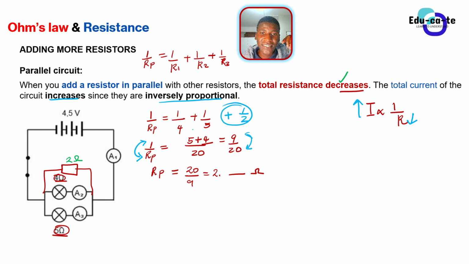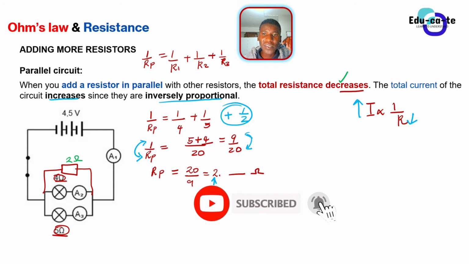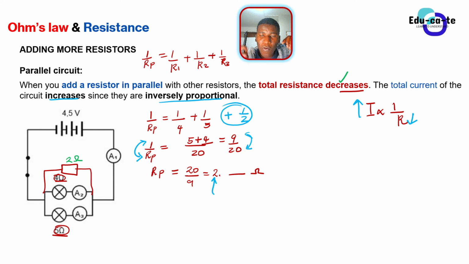So just confirm this. Just say 1 over 4 plus 1 over 5 plus 1 over 2. Try to see the answer that you get. It must definitely be less than the answer that you had at first. Because when you are adding resistors in parallel, the total resistance of the circuit will decrease. And the moment the total resistance of the circuit decreases, since it is inversely proportional to the current, the current will have to do the opposite, which is to increase. I hope that we're together, guys. Electricians, please bear with me.